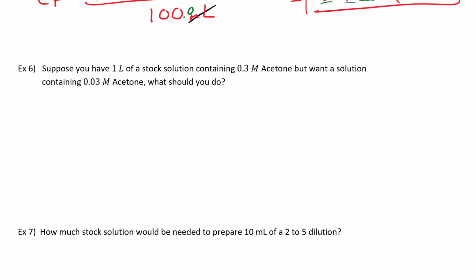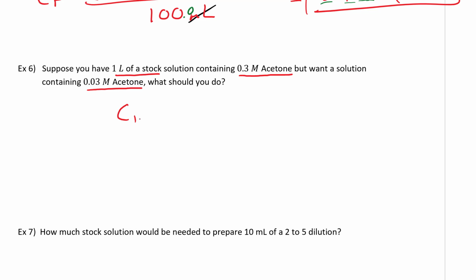Let's look at another example now. Suppose you have 1 liter of stock solution containing 0.3 molar acetone, but you want a solution containing a lower concentration, 0.03 molar acetone. What should you do?